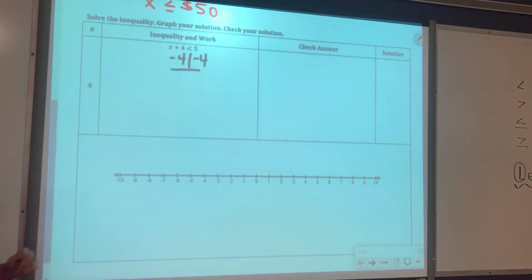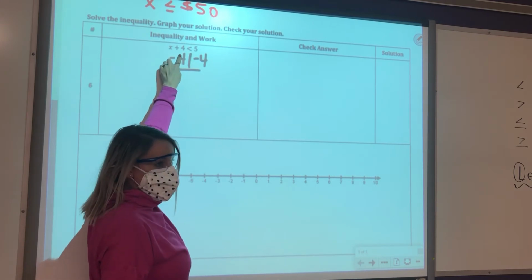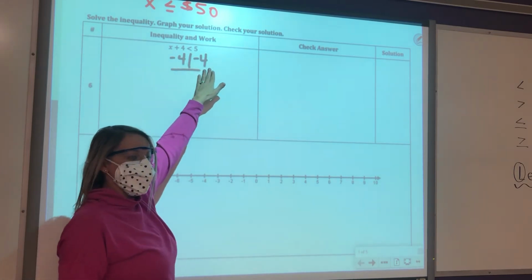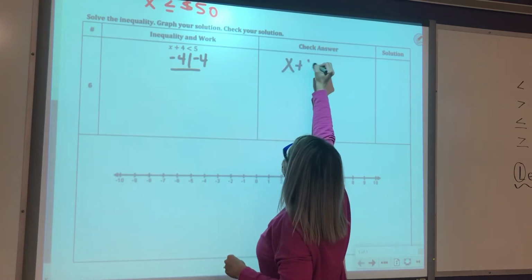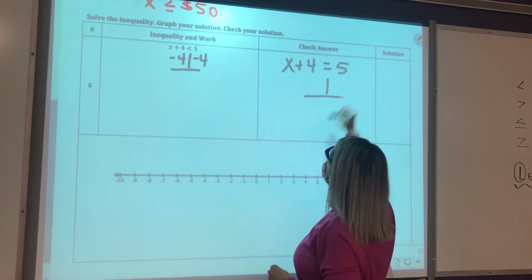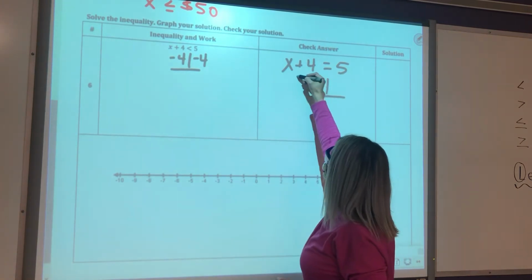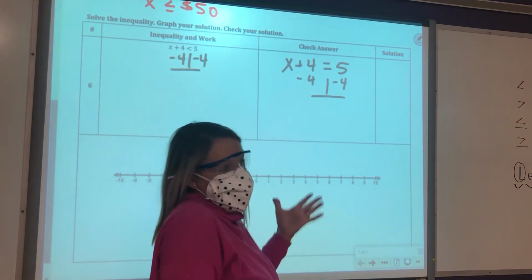I'm confused why you're subtracting 4 from 5. Well, because 4 is being added on the left side, so I subtract it to get to 0. And then whatever I do to the left, I also do to the right, just like an equation. We did this with equations. Subtract 4 here, subtract 4 here. It's the same exact thing. Our symbol is just different.